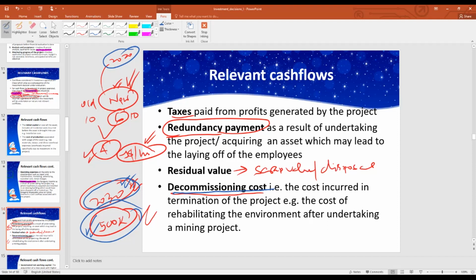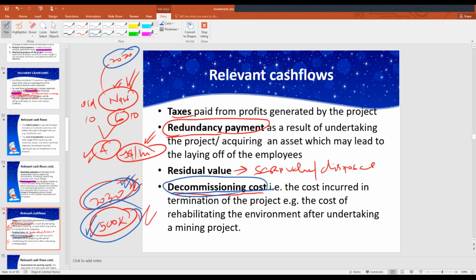Therefore, the cost you'll be incurring, to make, I don't know, parks. I think Baburi in Mombasa, they've done that. So they make parks out of those areas where they have destroyed the environment. They try to rehabilitate the environment. So the cost you incur to make good the bad you have done to the environment is called the cost of decommissioning.